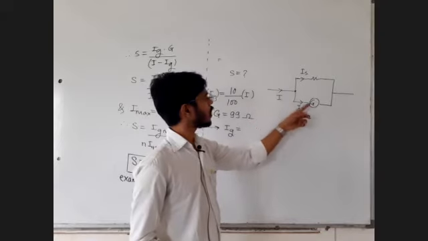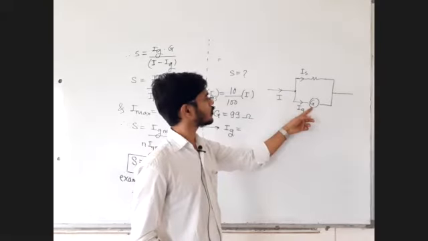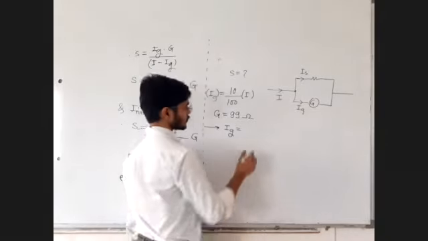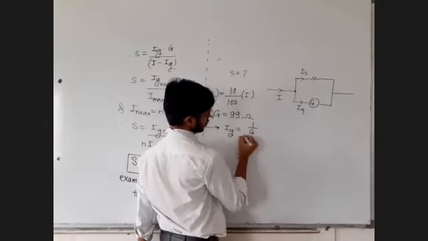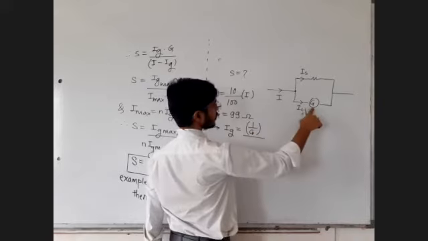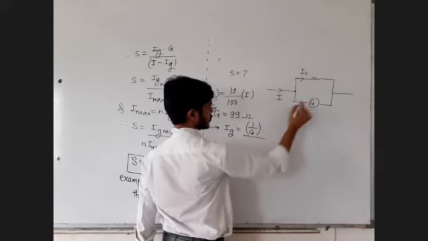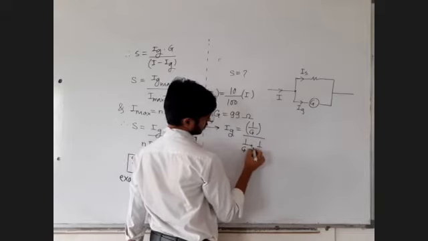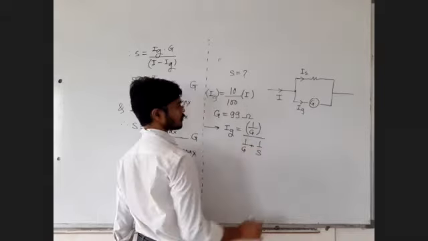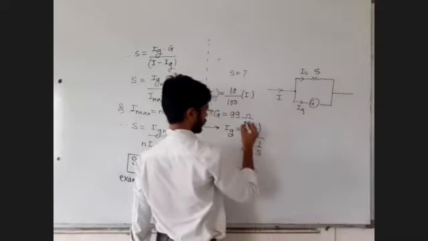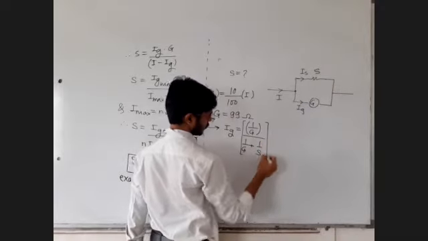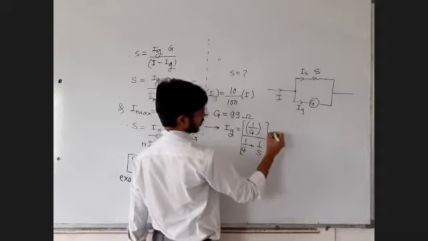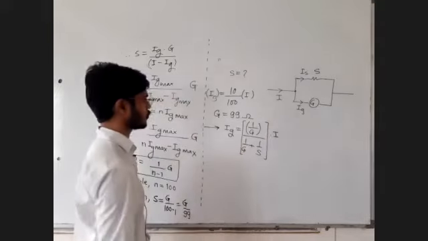Ig is equal to, current division principle says that if the resistances are in parallel, then the current will divide according to the fraction of conductance. Conductance is 1 upon resistance. So 1 by G divided by 1 by G plus 1 by S. Conductance fraction of total current.